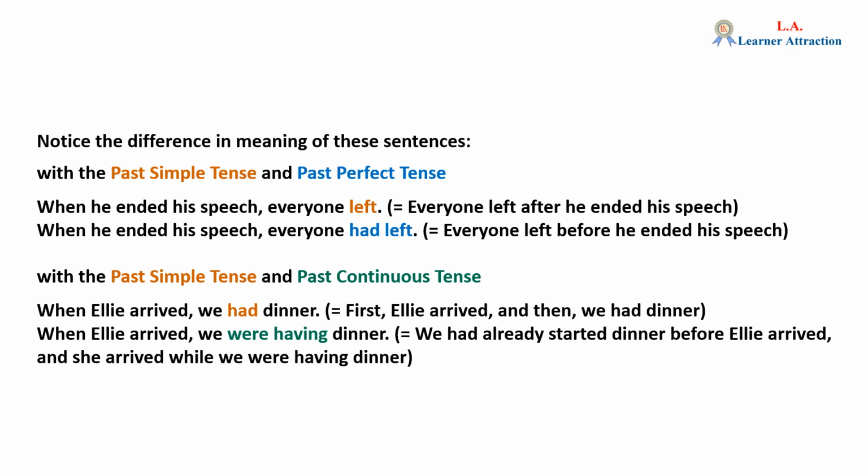With the past simple tense and past continuous tense. When Ellie arrived, we had dinner. Means, first, Ellie arrived, and then, we had dinner. When Ellie arrived, we were having dinner. Means, we had already started dinner before Ellie arrived, and she arrived while we were having dinner.